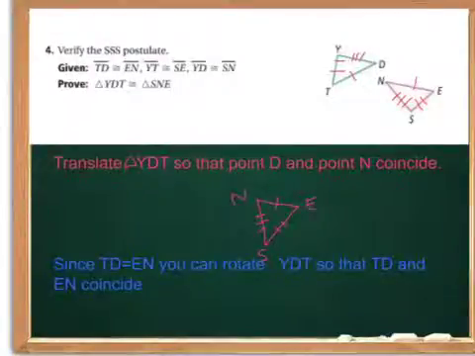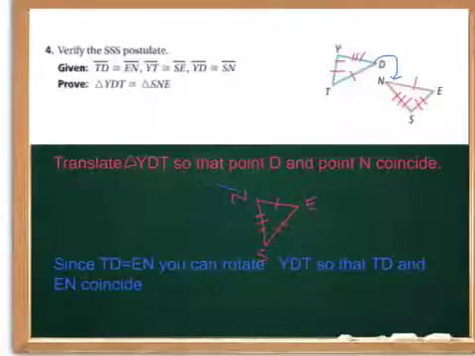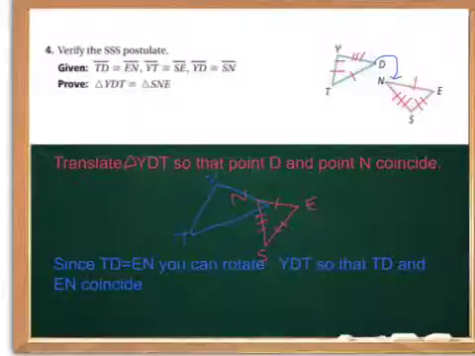First, we're going to translate triangle YDT so that point D and point N coincide. This obviously isn't accurately drawn, but we are going to translate it basically to get this point and this point to coincide. So we're going to translate these down so that this is YTD, and we have something like this.